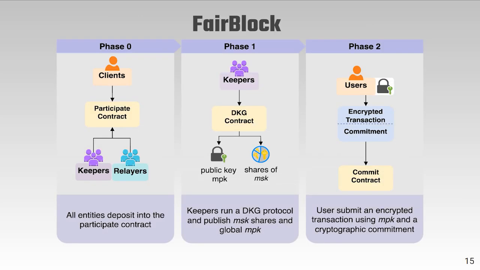In FairBlock, we have used smart contracts as the communication layer. Keepers and relayers deposit into the participant smart contract, and then, as I discussed, they use the DKG contract for the master public key and making their shares of the master secret key. A user can read the master public key from the DKG smart contract and use it, together with the ID of the block in which its transaction should be executed in the future, to encrypt its message.